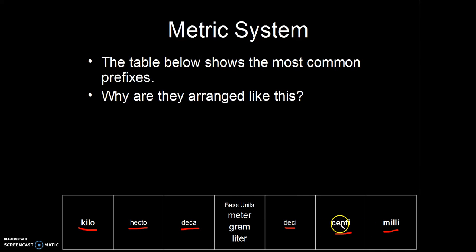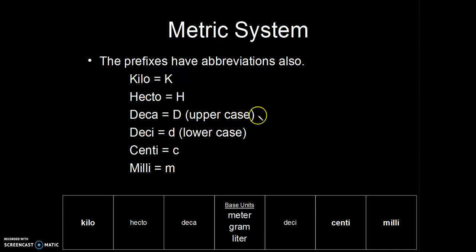I'm sure you've heard of a centimeter. I'm sure you've heard of a kilogram. But some of them are a little bit different, like hecto, we don't really use a whole lot. They are arranged in a particular way on this table, and this is where we get into why the metric system actually makes sense. Before we get to that, though, real quick, the prefixes have their own abbreviations.